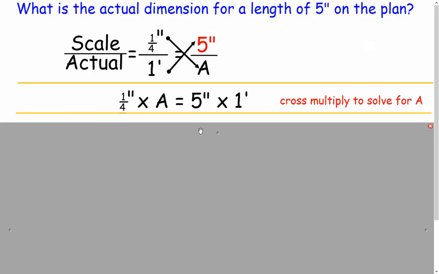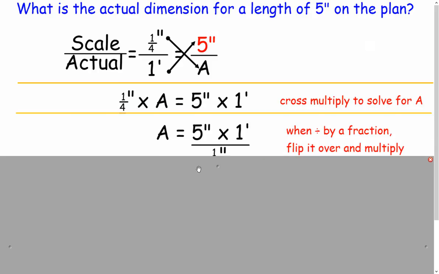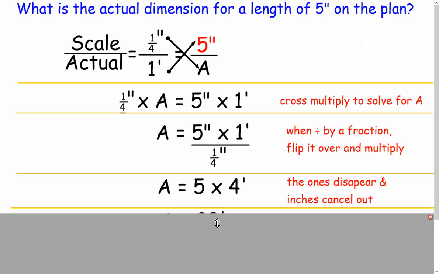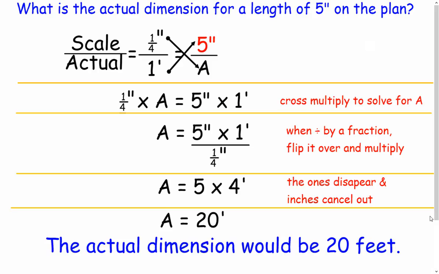So we did cross multiplication to get that. And now we need to get A by itself, so we're going to divide both sides by a 1/4 inch. When you divide by a fraction, to get rid of it, you're actually going to flip that fraction over and multiply. And when you do, the ones will disappear and the inches will cancel out, and you'll end up with 5 times 4. And 5 times 4 is 20, so your answer is the actual dimension will be 20 feet.